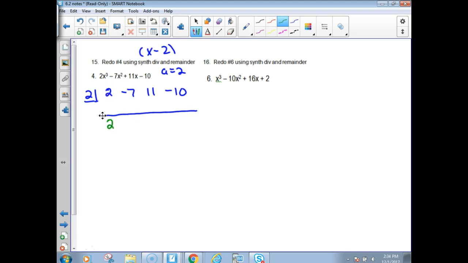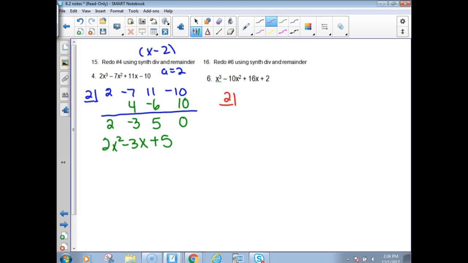Drop down the 2 and multiply. Add vertically, get negative 3. Multiply, get negative 6. Add vertically, you get 5. Multiply 2 times 5, you get 10. And add vertically, we get 0. And that's so much faster than what we did with long division. The new power is 1 lower than the cubic, so it's squared. That's 2x squared minus 3x plus 5.